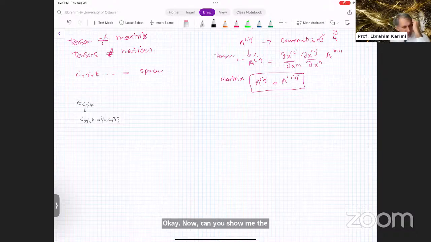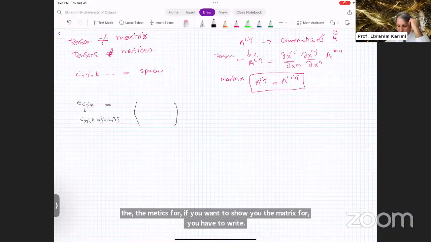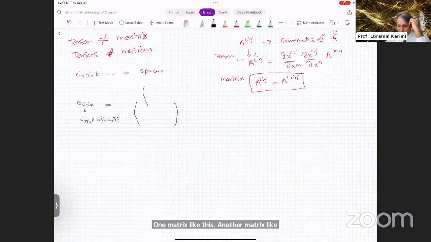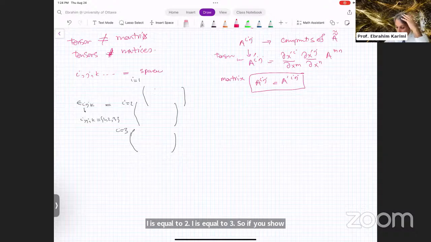Yes, it is possible that the tensor has a 0 element. So if I'm asking you to show this, you are not able to show it with the matrix formalism. If you want to show it in the matrix formalism, you have to write one matrix like this, another matrix like this, and another matrix like this. The first one is when I is equal to 1, then I is equal to 2, then I is equal to 3. If you show this, this arrow is J, and this arrow is K.